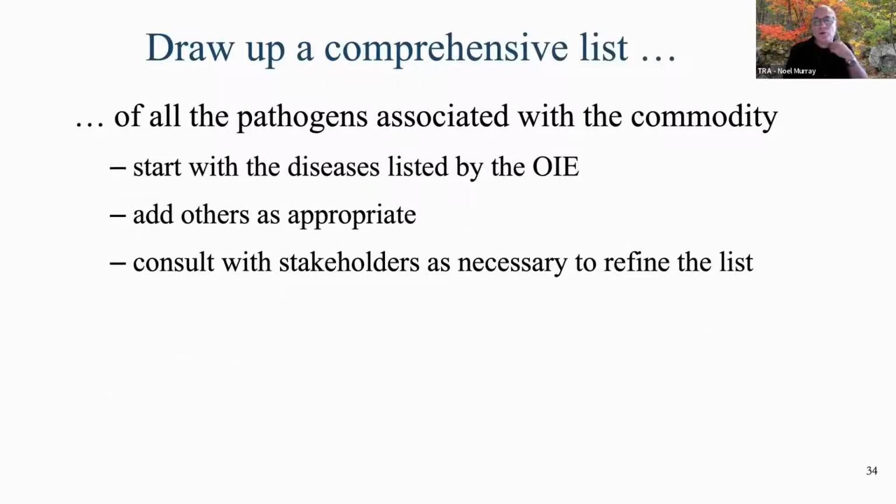So it's important to draw up a comprehensive list of all the pathogens associated with the commodity that we're investigating. And then we can start with the diseases listed by the OIE and add others as appropriate. It may be important to consult with stakeholders as necessary to help to refine our list of potential pathogens.